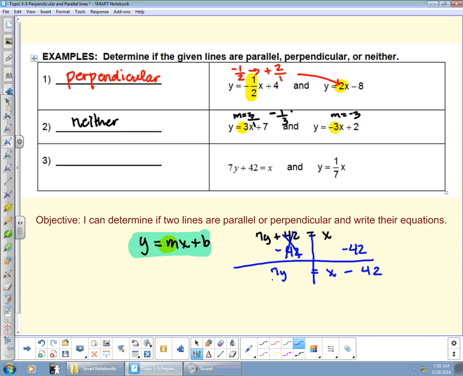And then to get y by itself, I have to divide every term by 7. And so when I simplify, I'm going to get something that looks like this. y is equal to x over 7, which is the same thing as saying 1/7 times x, minus 42 divided by 7 is 6. And so I have a 1/7 and I have a 1/7 here. The slopes are the same. And so these are parallel.